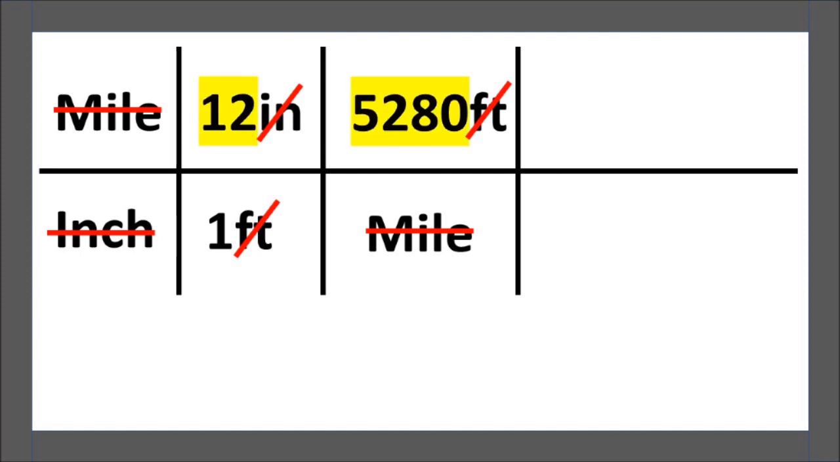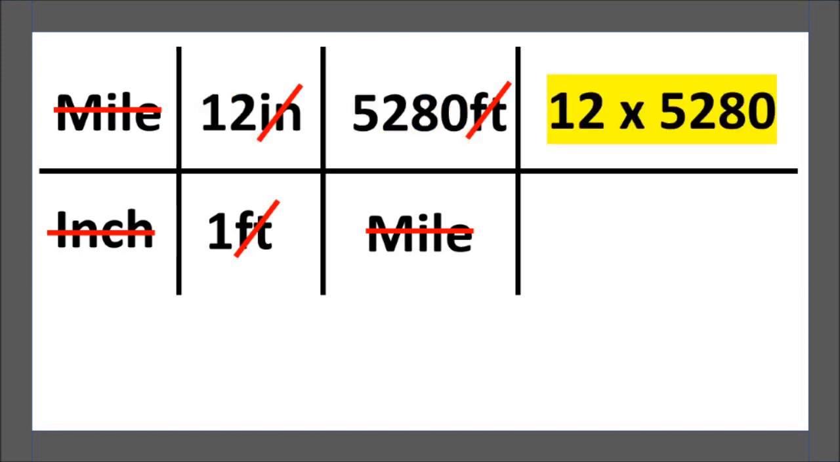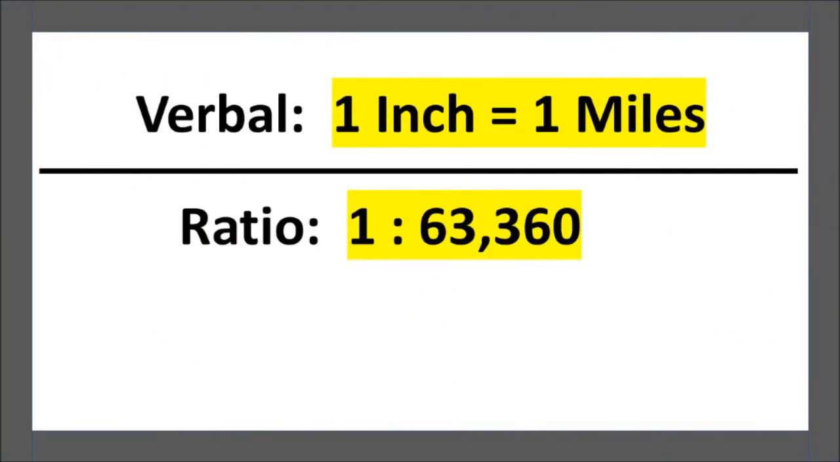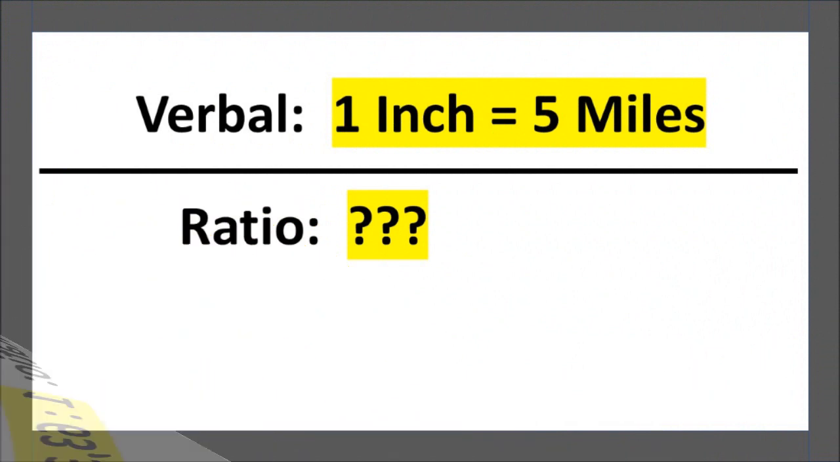Now that we've inserted and canceled out all our labels, we look at the numerical part of the values and we multiply those across. And what we have is 12 times 5,280 divided by 1 times 1 times 1. Let's go ahead and simplify that. And here we go. Here's our answer. So if 1 inch is equal to 1 mile in the verbal form, in the ratio form that's 1 to 63,360. Let's move on to our next one.